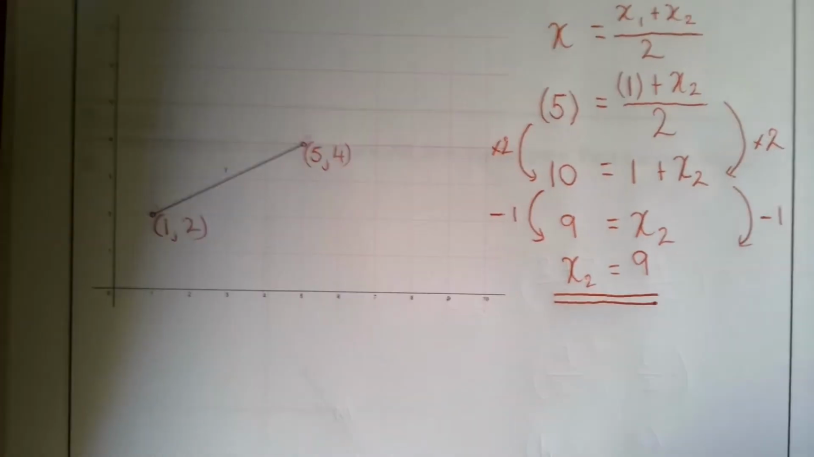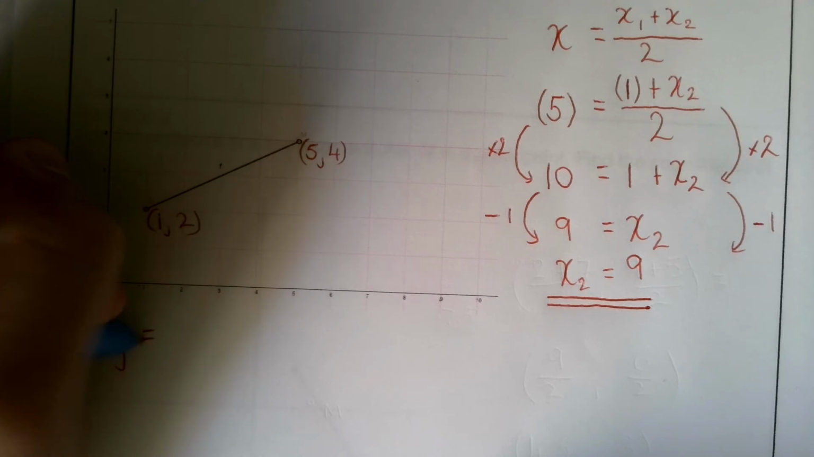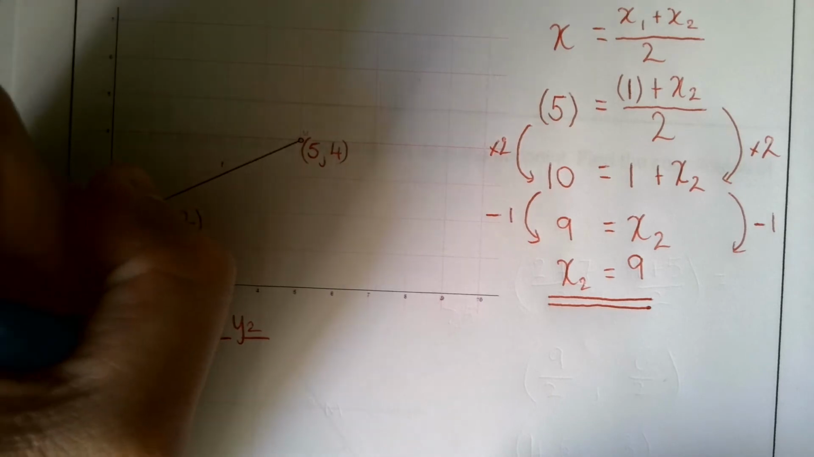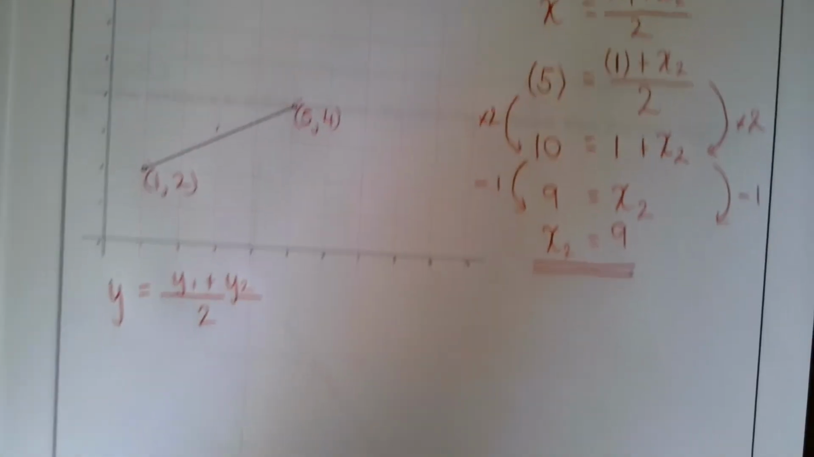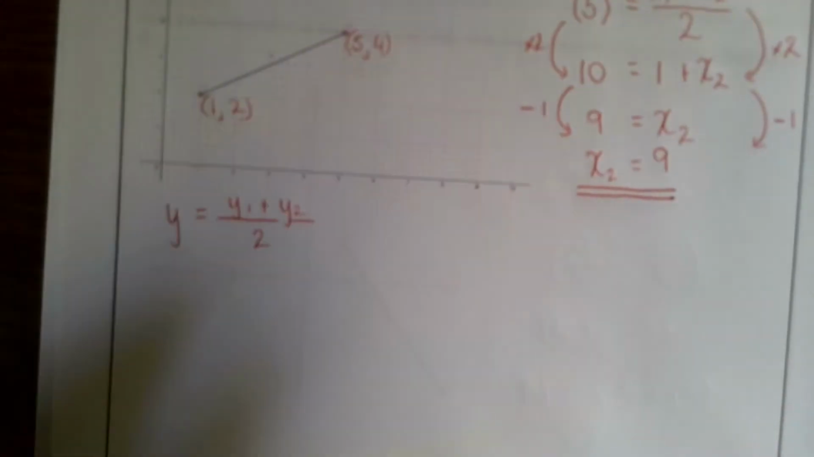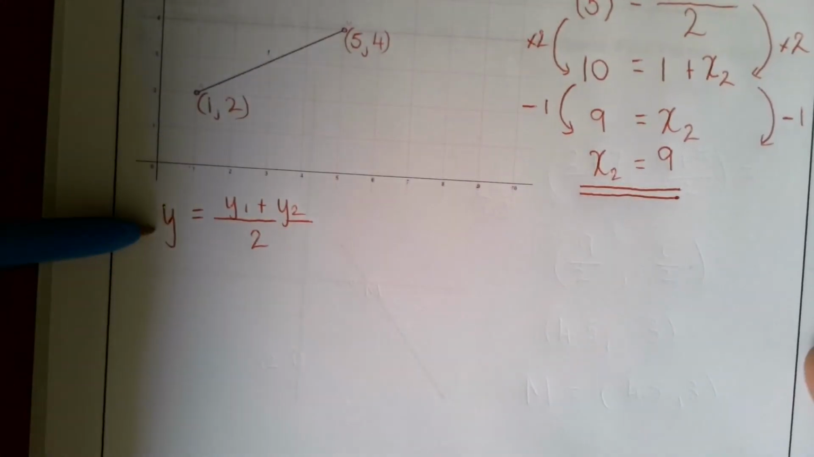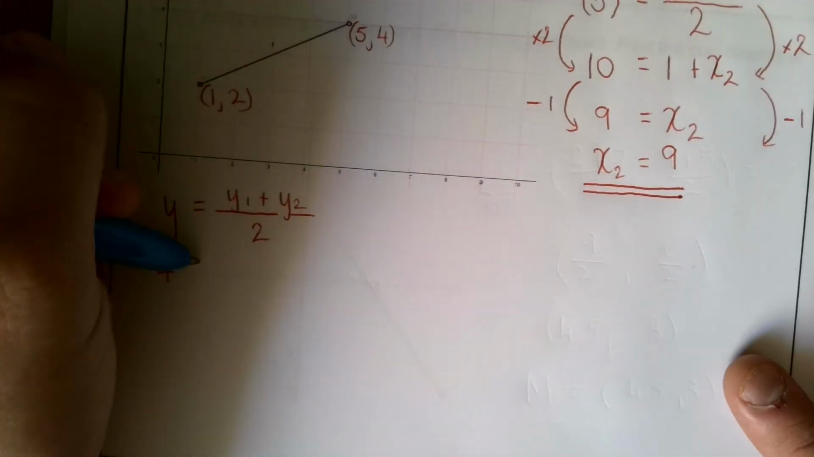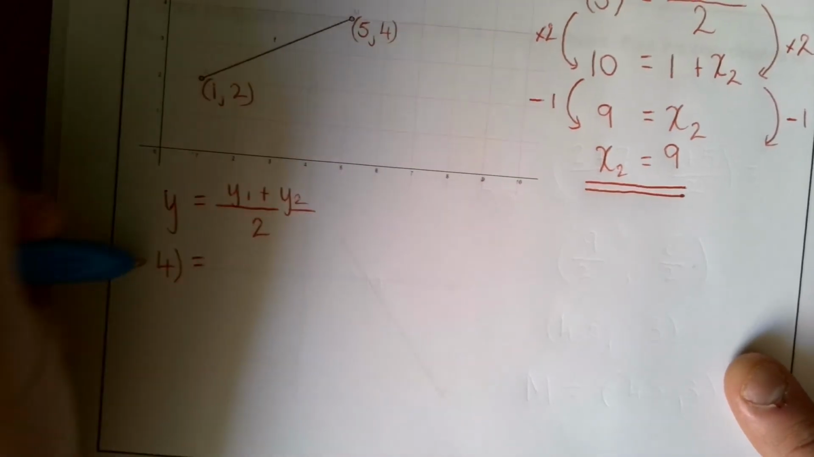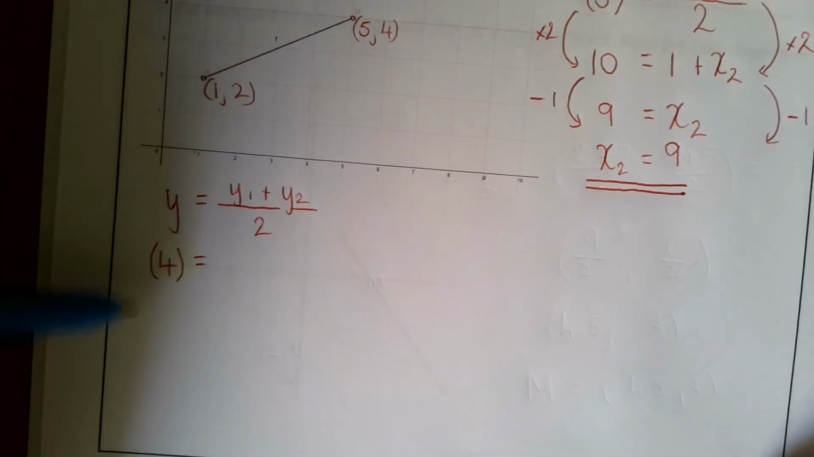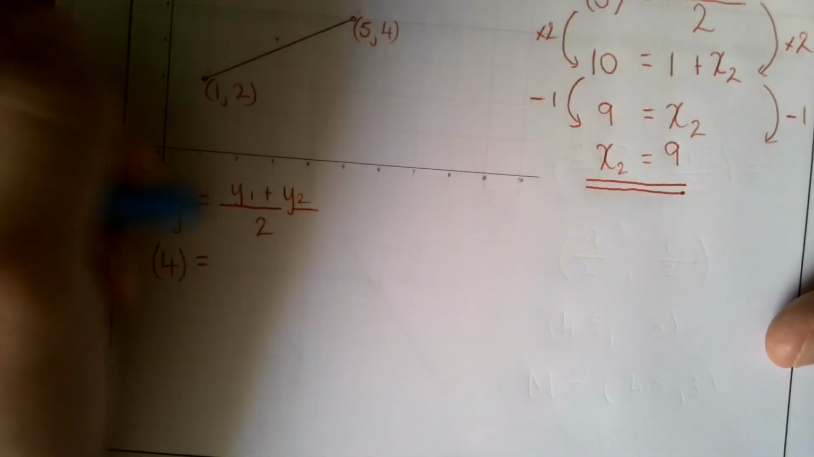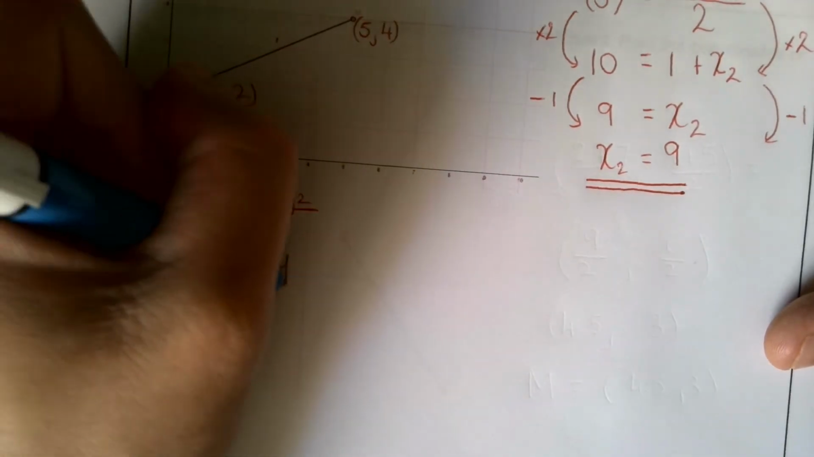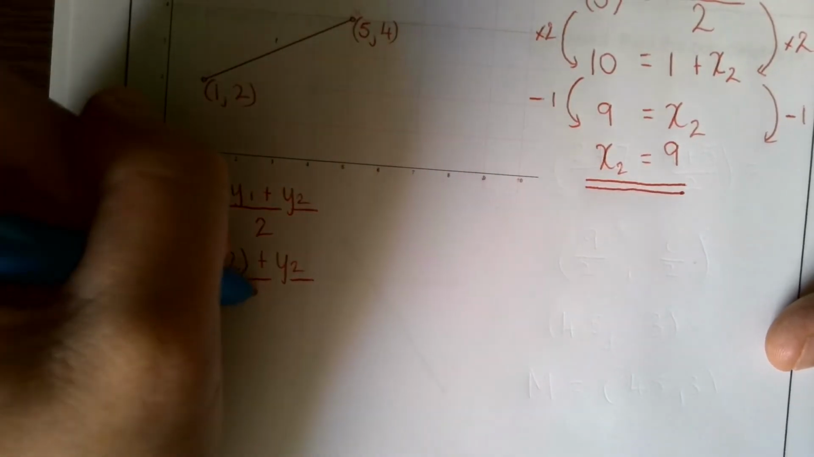So again, my formula, y equals y1 plus y2 all over 2. Let me just move down slightly. Okay, so we know that the y coordinate of the midpoint is 4. I'm going to substitute that in. Remember to evaluate your work vertically, just so it's really clear what you've been doing. Okay, so the y coordinate of A is 2, plus y2, which is what we're looking for, all over 2.